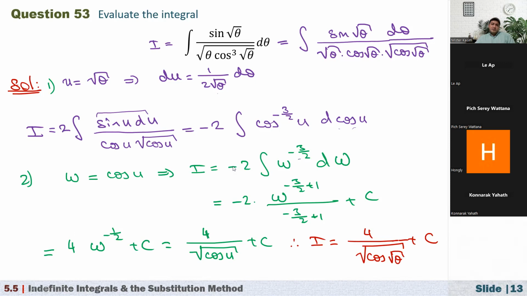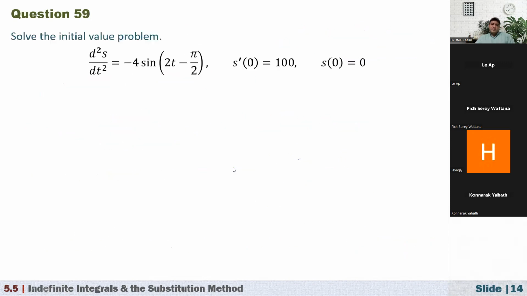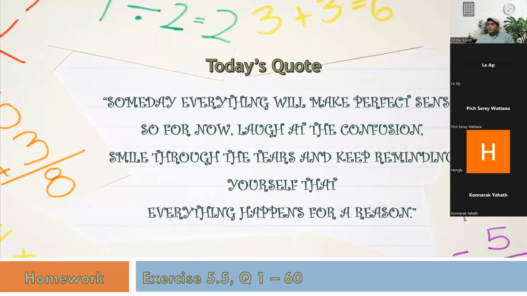Guys, that's all about the substitution method. It's not hard, you just need to practice a few questions to improve your speed. Okay, so let's have a break for about 15 minutes. At 3:05, we will have our second session.